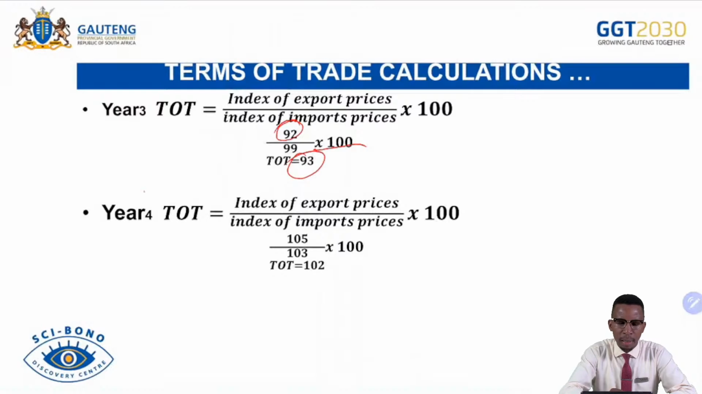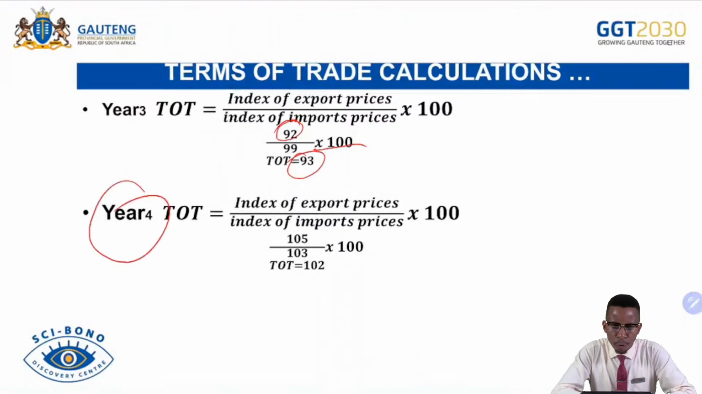And then we check year number 4. We have the increase in export prices to 105, while the imports increase to 103. So we say export prices, which is 105, divided by import price, which is 103, multiplied by 100, we get 102 as terms of trade. This is how you simply calculate terms of trade if you are given an activity of this nature. It is very important that you are able to calculate terms of trade, because they are worth 4 marks if there are calculation questions.